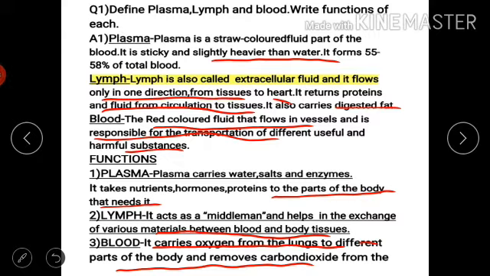Plasma. Plasma is a straw-colored fluid part of the blood. It is sticky and slightly heavier than water. It forms 55 to 58% of total blood.